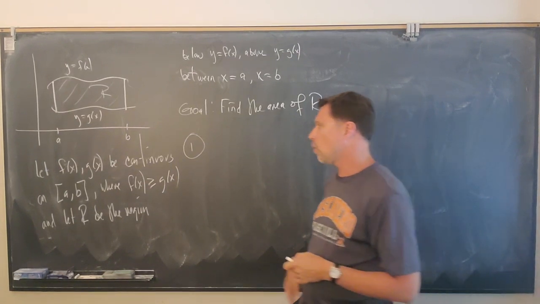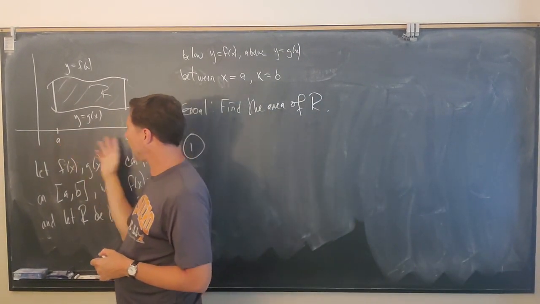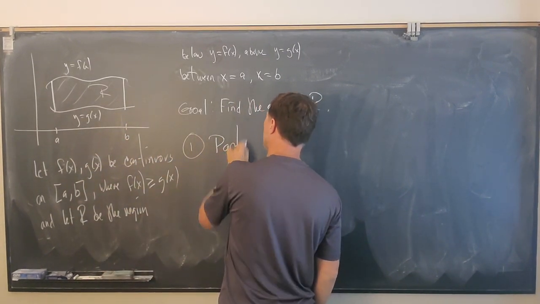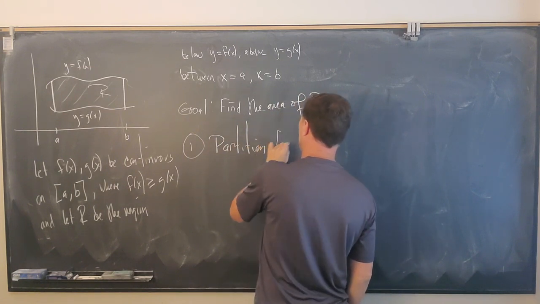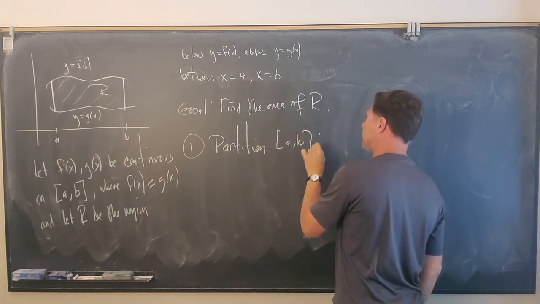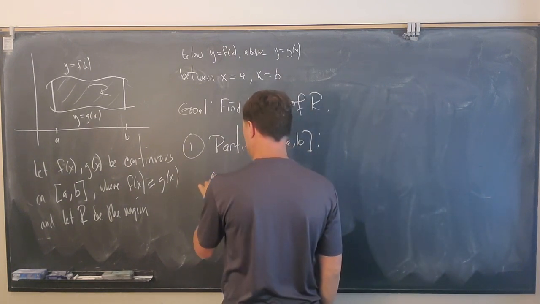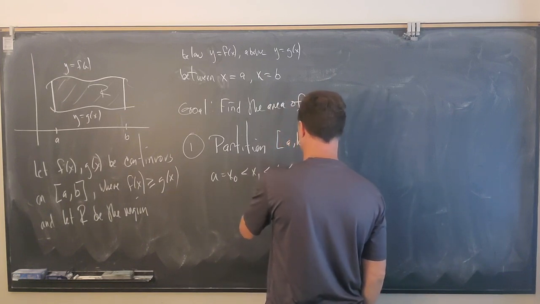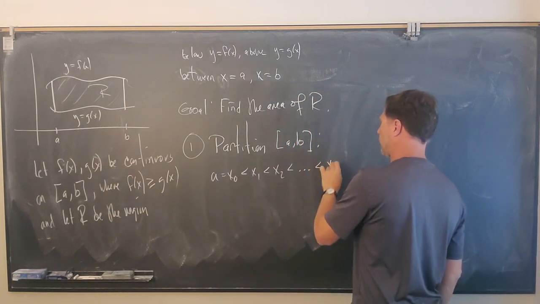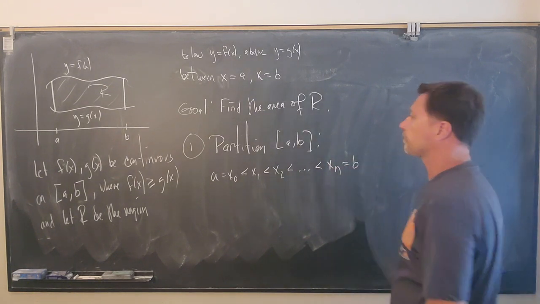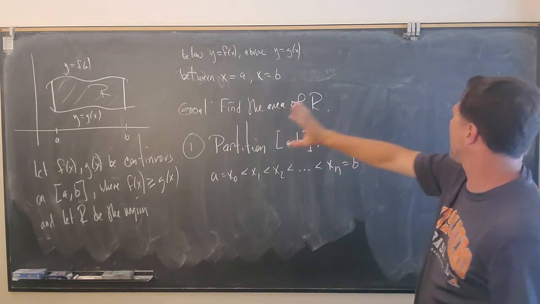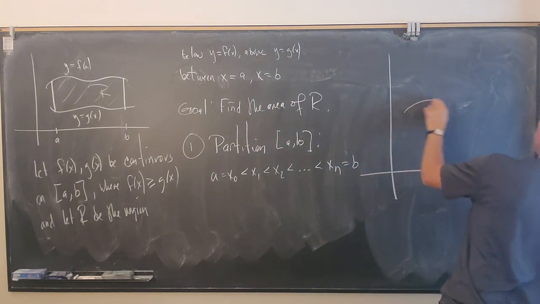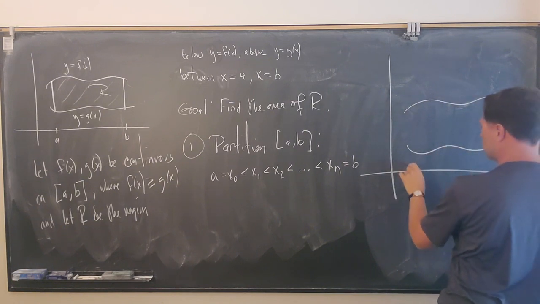So step one, I want to chop the interval from a to b up into a bunch of pieces. And that's called partitioning. So I'm going to partition the interval from a to b, and it goes like this: a equals x0 less than x1 less than x2 less than and so on, less than x of n equals b. I want to redraw my diagram a little bit bigger right over here so that you can actually see what's going on a little better.